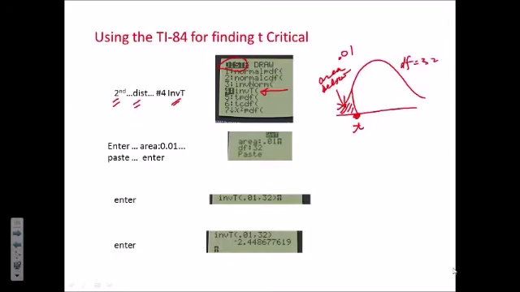With this test, when you press enter, you're going to see this menu, and you have to put in the area below, which is 0.01, then put in degrees of freedom, navigate down to Paste and press enter. If you have an older calculator, you'll just put in the area below, comma, degrees of freedom, and press enter. Press enter again, and the answer will be shown. So T-critical, and this gives you the negative sign, negative 2.45 rounded off.